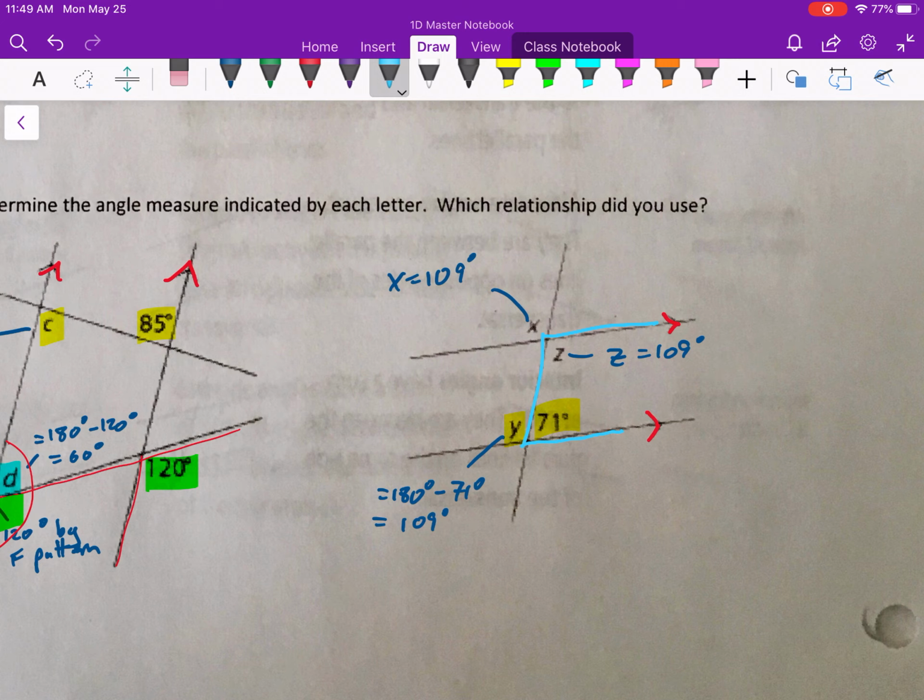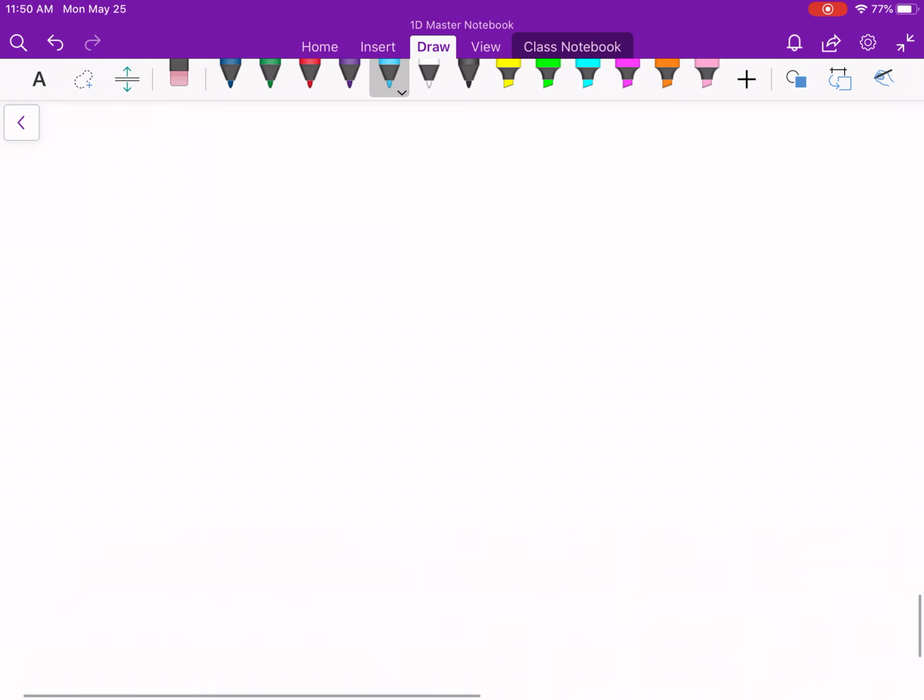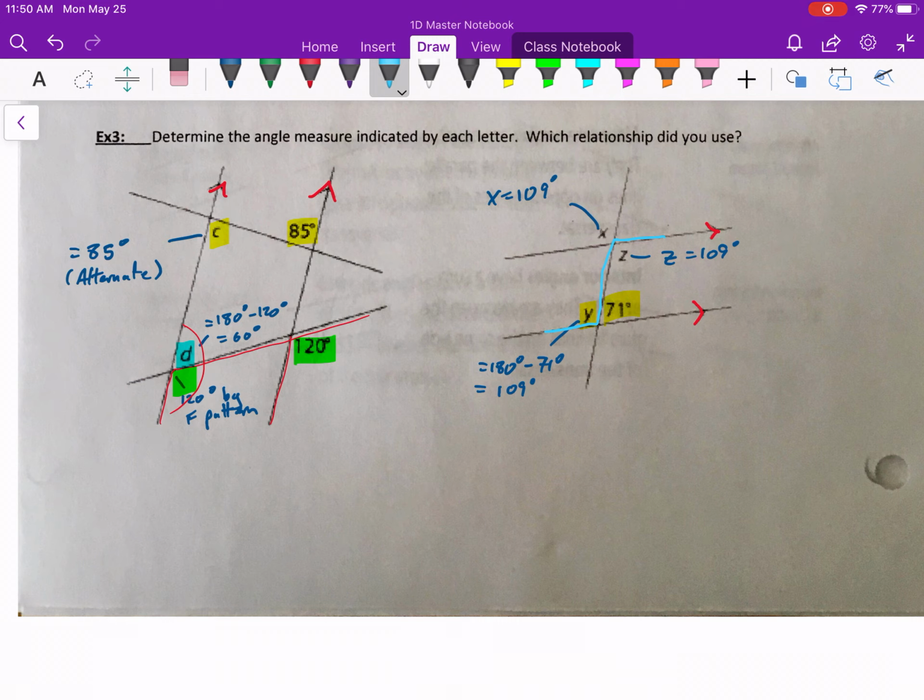Or I could say that, if I want to come at it a different way, Z and Y form the Z pattern. They're alternate angles, so they're equal. So that's another way of knowing that Z has to be 109. And Z and X are opposite angles, so they've got to be the same. But Y and X are corresponding angles, so they have to be the same. Again, different ways of coming at it, but I can tell from any way I come at it that it's always going to be the same answer. In this case, 109 for X.